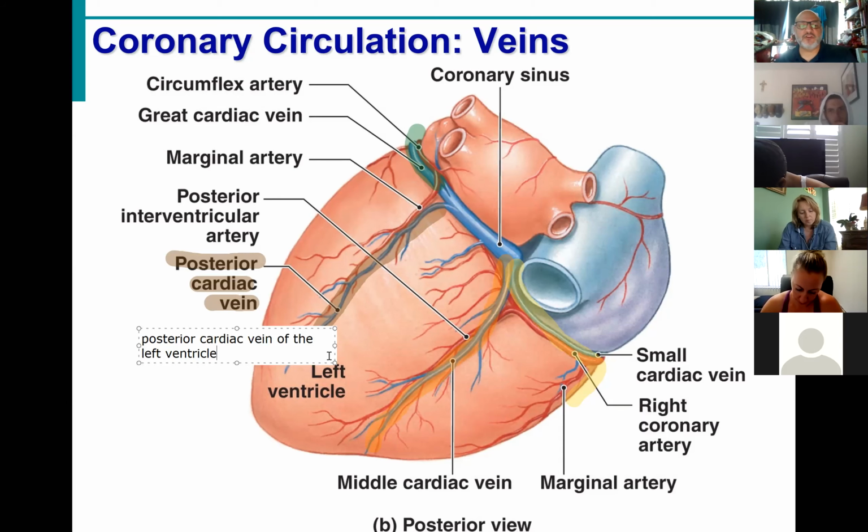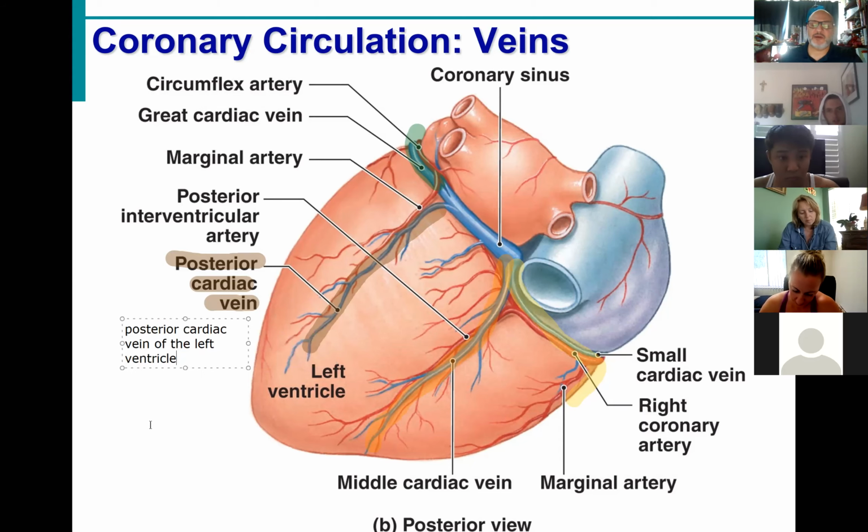Now, you don't have to use all of that in defining it. You can just say posterior cardiac vein, but as you're reading the materials, you may sometimes run into that term as well. It's the posterior cardiac vein of the left ventricle, or just the posterior cardiac vein is fine.